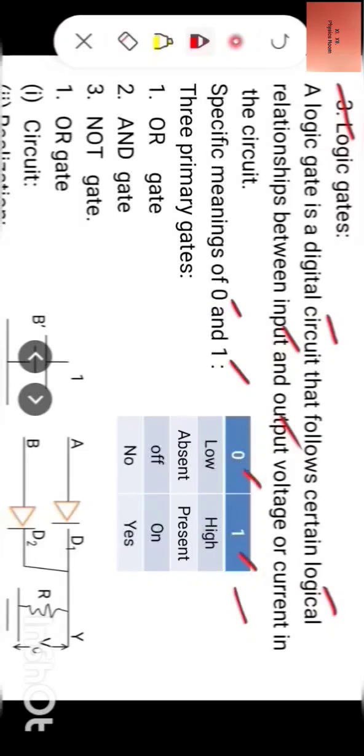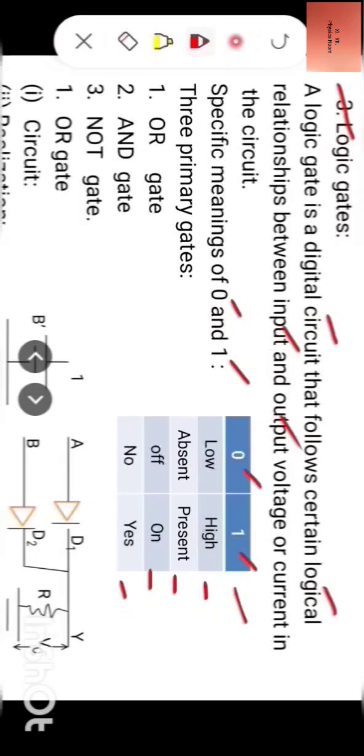In the first case, 0 means low, 1 means high. In the second case, 0 means absent, 1 means present. In the third case, 0 means off, 1 means on. Fourth case, 0 means no, 1 means yes. So these are the meanings we take up in different situations according to our requirements. 0 means low, absent, off, no. And 1 means high, present, on, yes.